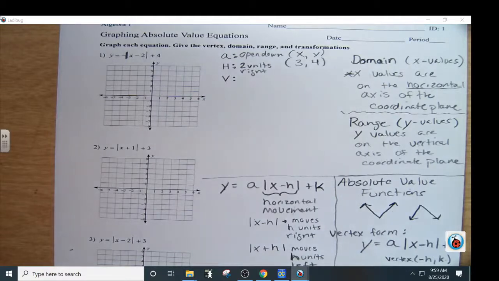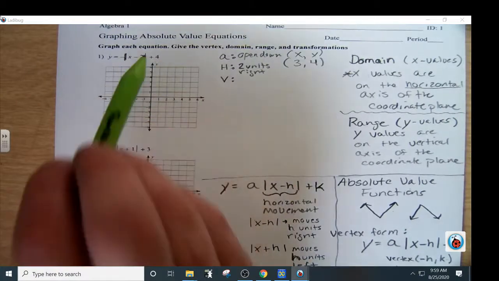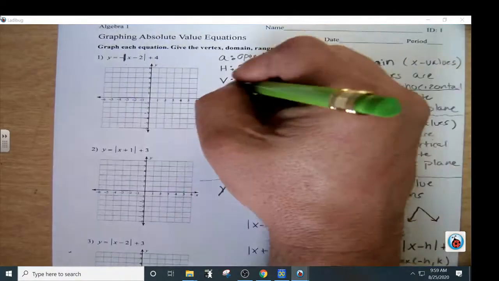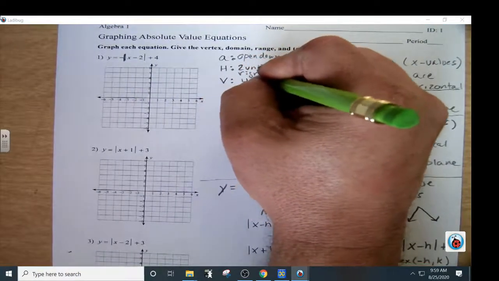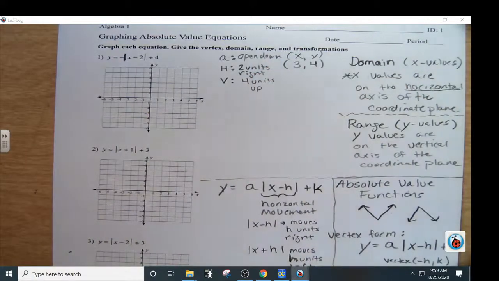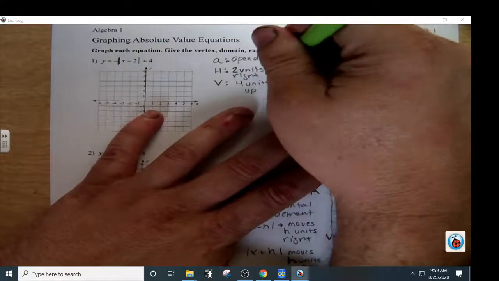All right, last but not least, V is our vertical. That is our K value. Is it going to be 4 units up or 4 units down? 4 units up. So that's your transformations. Let me erase this right here so we don't get confused.